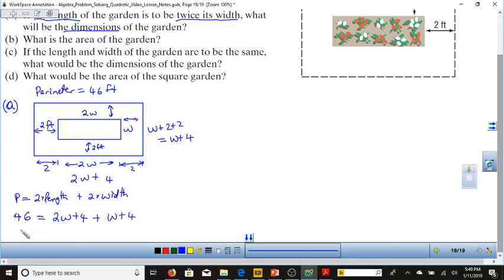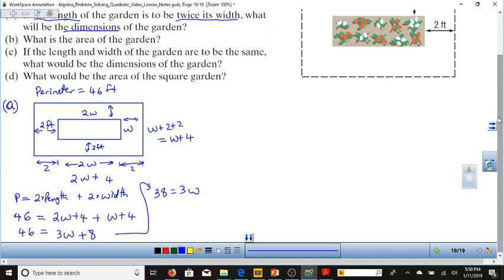We simply combine like terms. 46 is equal to 2W plus W, which is 3W, and 4 plus 4 is 8. And then as we go about solving that, we subtract 8 from both sides, and we get 38 is equal to 3W. Let's check to make sure.